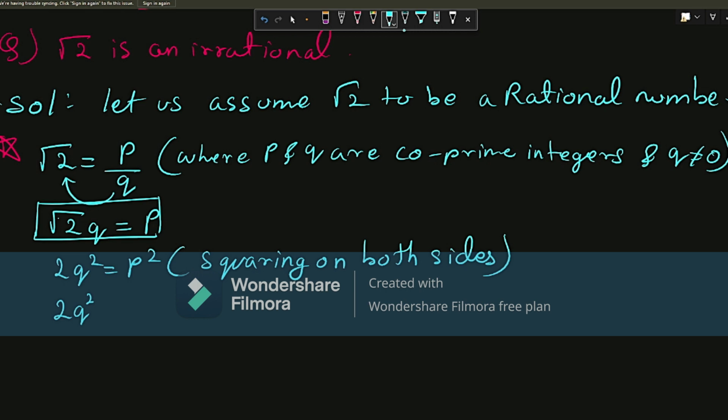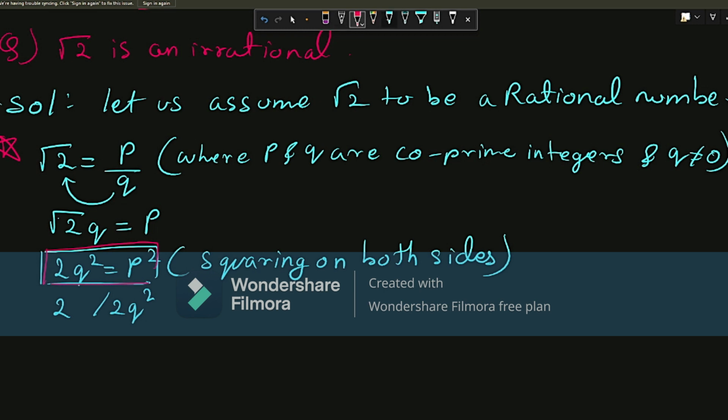2q, wait, 2 divided by p square. So now you will write 2 divided by 2q square. Now, as we have proven here, wait, this step won't be required. Only this one is important, the one that I am highlighting with the red pen.